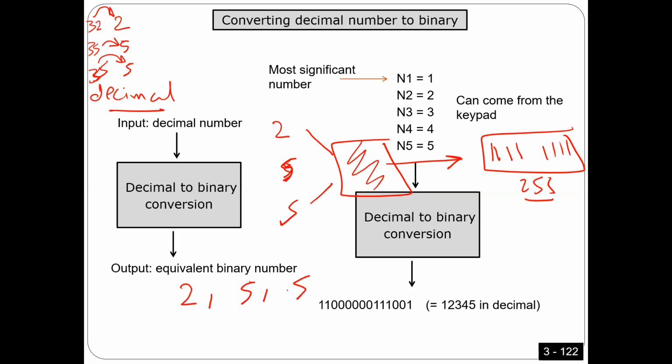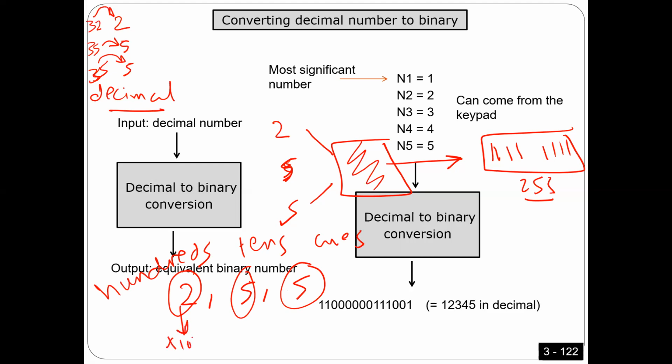Is that okay? That's what we have. This 2 is in the hundreds, right? This one is in the tens. This one is in the ones. You understand what I'm saying? So I can make an equation. This is how I can convert. I can make a simple equation. I can multiply this one by 100, this one by 10, and this one by 1, and then I add them together.